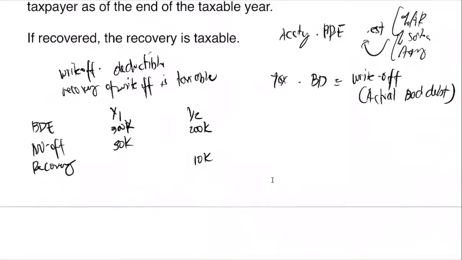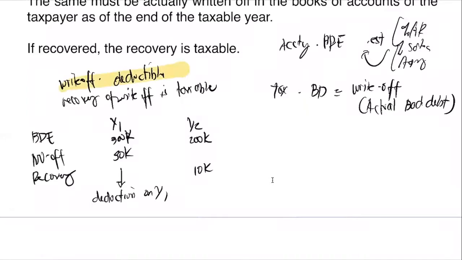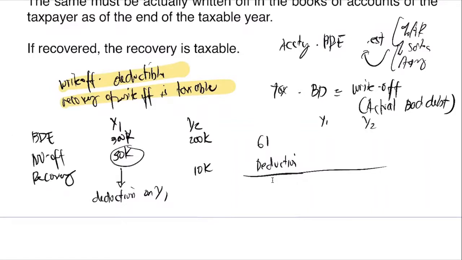So what is the treatment? This 50,000 will be considered as a deduction on year one because we say write-off is deductible. If there is a recovery, the recovery of the write-off is considered taxable. So meaning on your gross income, or on your tax return, the following will be shown. The 50,000 write-off is considered as a deduction, so we can deduct that. And the 10,000 recovery is considered taxable, so we will add that on your gross income. So the presentation is like that.